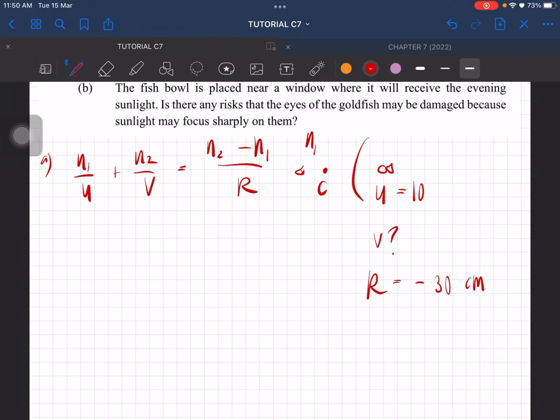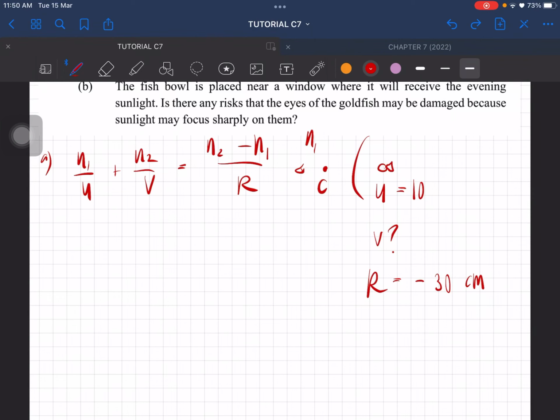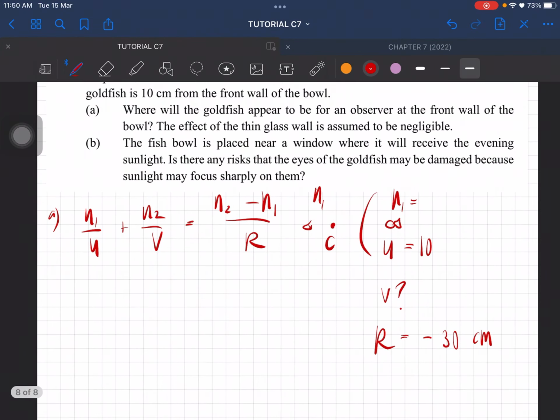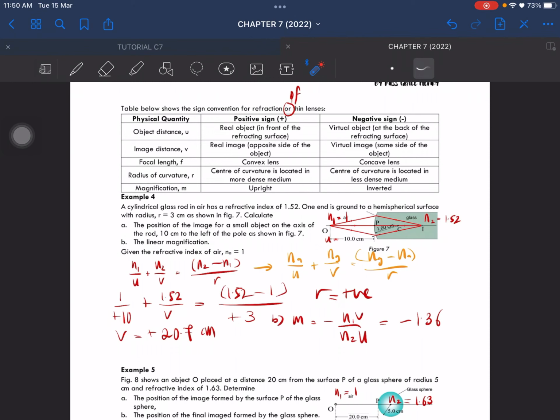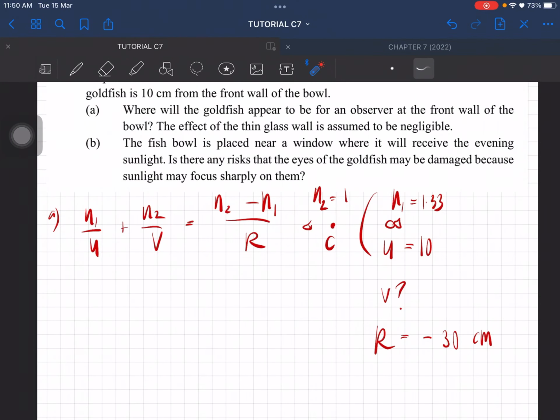So this is C. The first medium is the water, which is 1.33. The next one is the air, so we are going to look from the air side, at the less dense medium. So it would be a negative value, okay? This one. I guess it's okay.